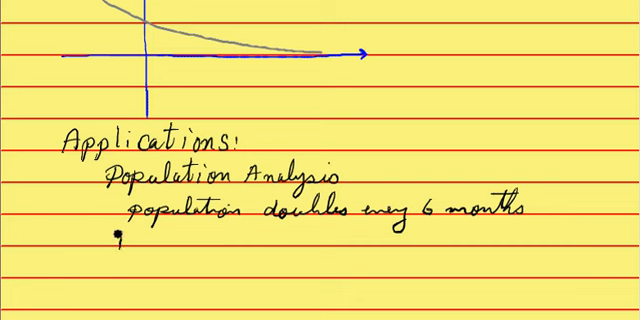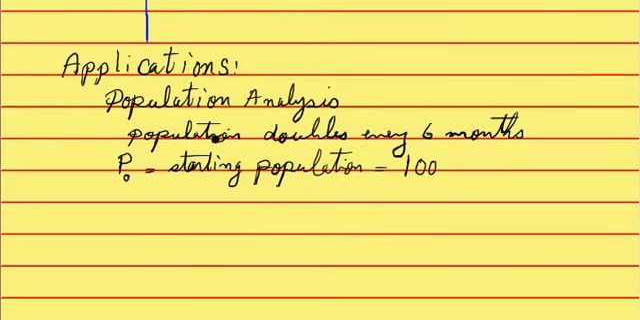Starting values in the sciences are traditionally shown by a letter followed by a little zero underneath it. P0 is the starting population. Suppose your starting population on the farm is 100. Well, and natural cycles are on a 6-month basis.